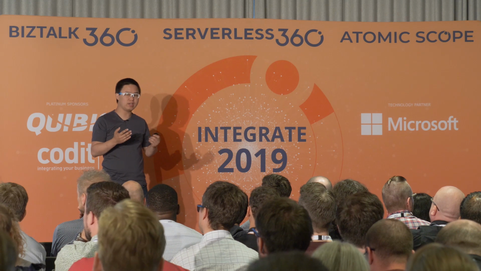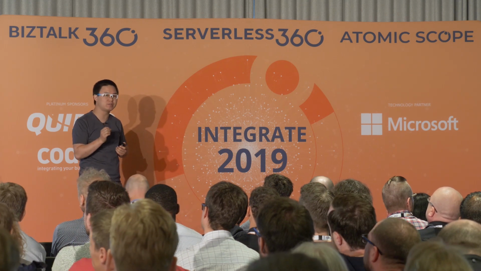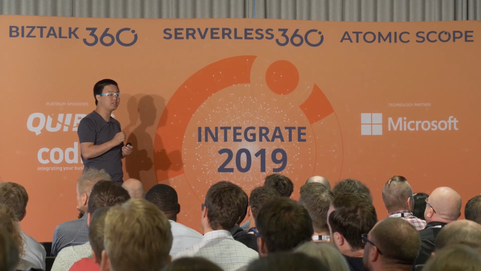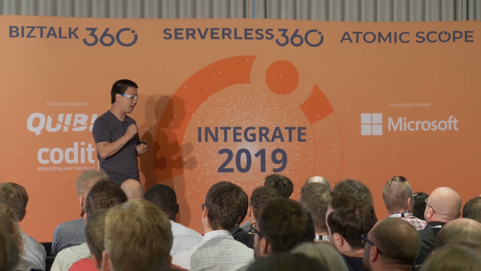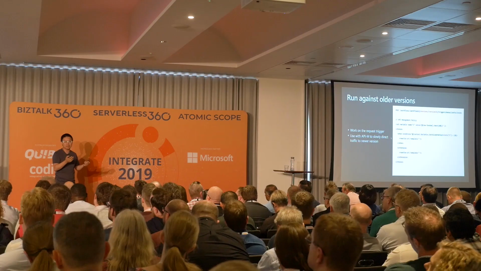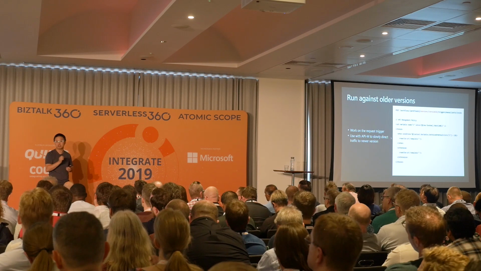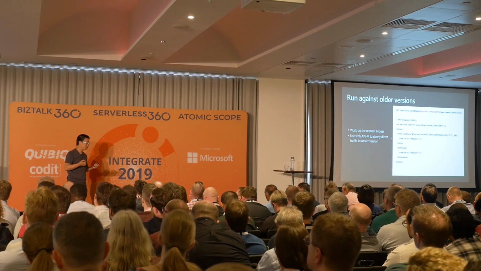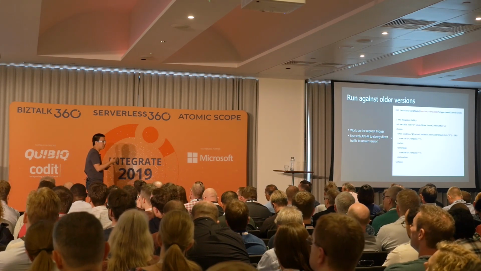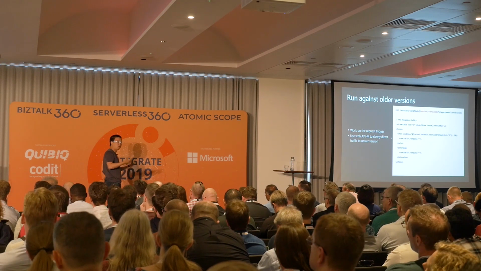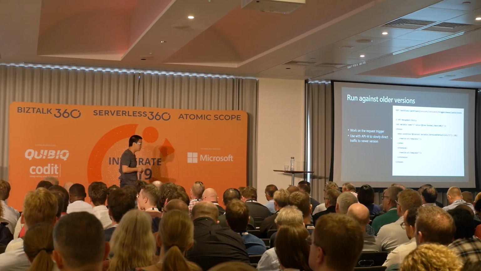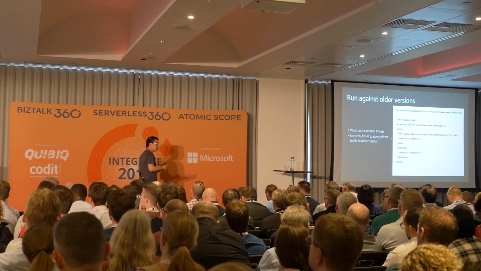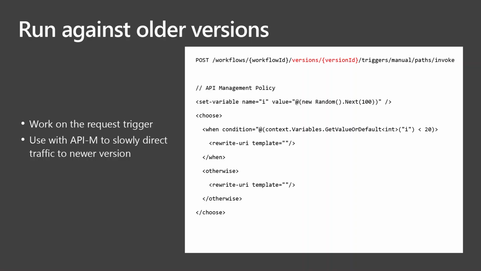So what you can do is, instead of having API management point always to the latest version of your logic app, you can have it point to that specific version of the logic app. And with that, you can make updates to the logic app, and no one will see that because no one will be calling that endpoint through API management. Once you have validated that, you can add an API management policy.